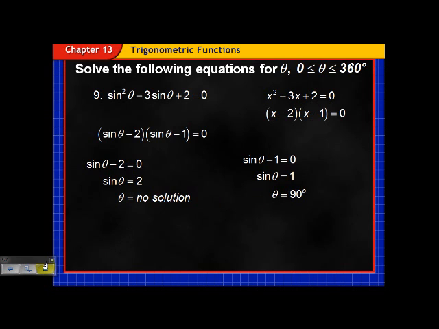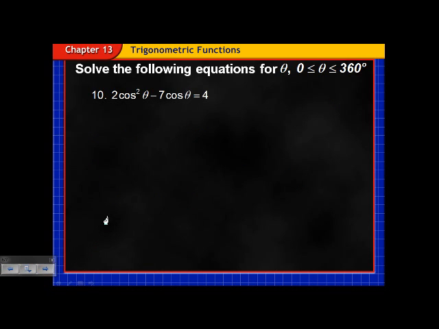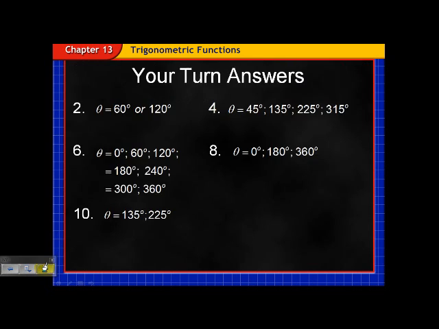Now try number 10 and see how you do. Number 10 is a little trickier because it's not equal to 0. So you might want to make it that way first. You might want to do 2 cosine squared theta minus 7 cosine theta minus 4 equals 0. Now remember, that's just like 2x squared minus 7x minus 4 equals 0. Factor that simpler one first and then put your cosines back in. Again, try it. Here are the answers to all of the even-numbered or your turn questions. Hope you did well with them. If you have questions, we'll be talking about them in class.